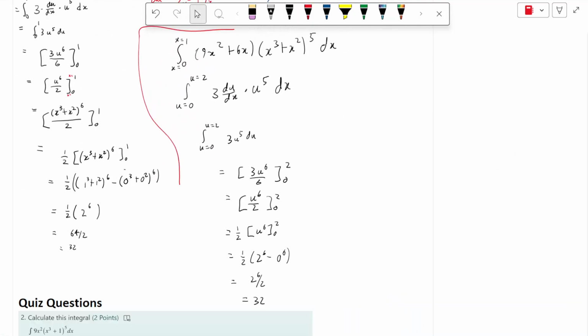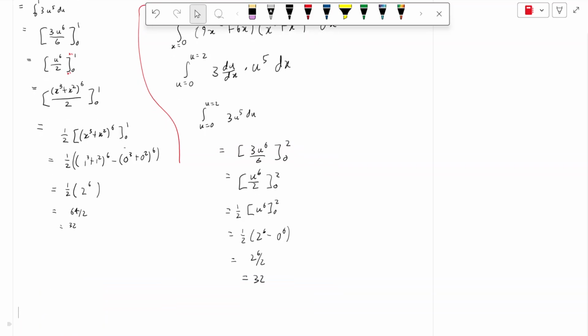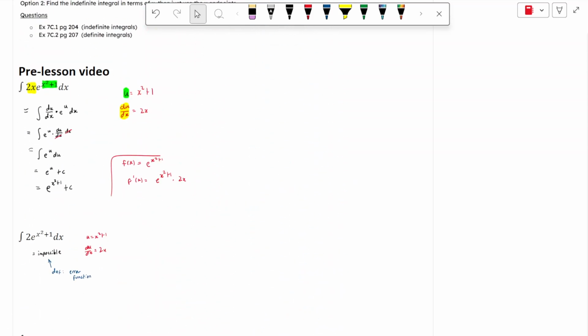The U method looks longer, but that's only because I was excited to do it. You can condense both to about the same amount of working. So right method, easier, but a bit more confusing. Left method, less confusing, but a little bit longer to do algebraically. And that's U substitution.